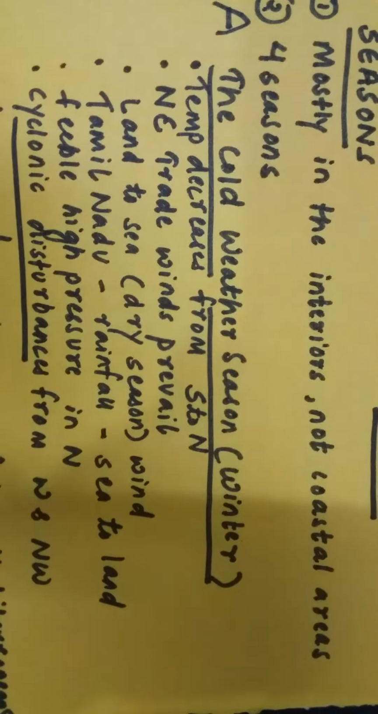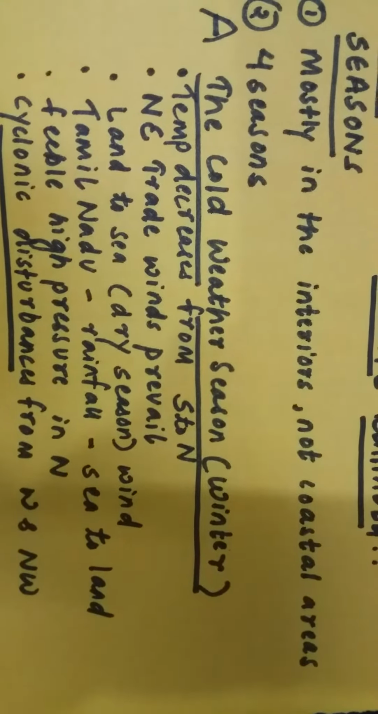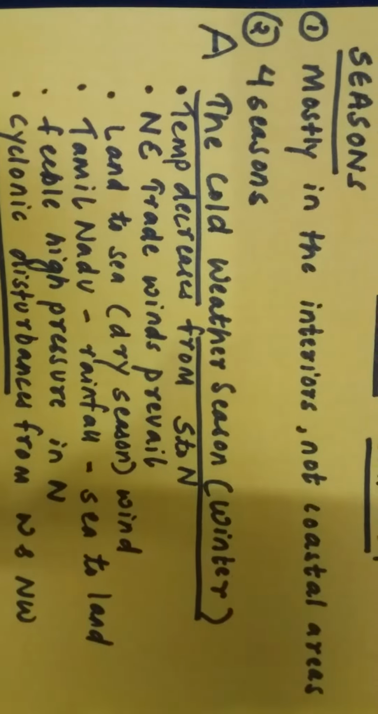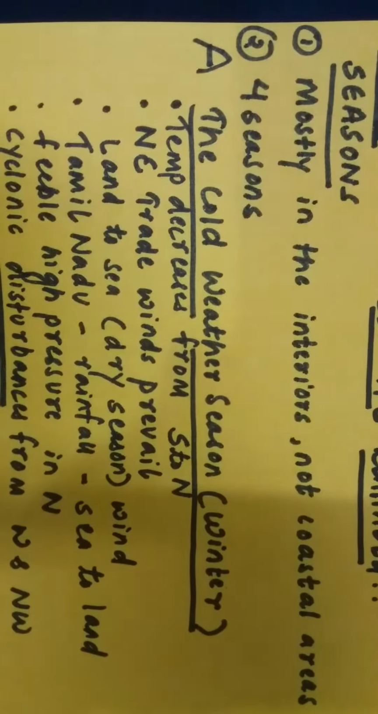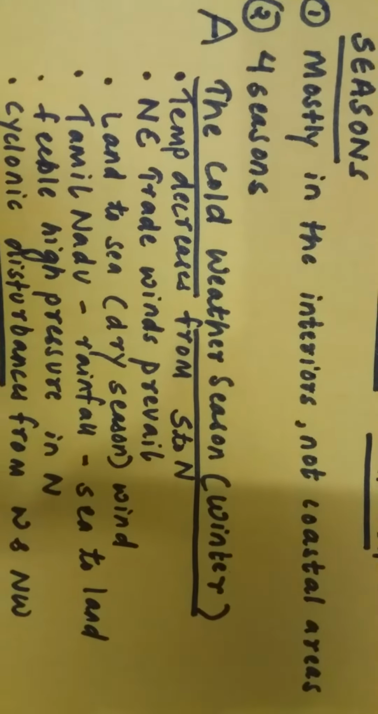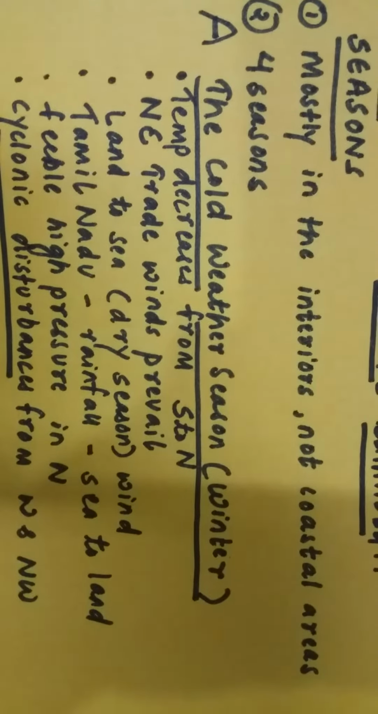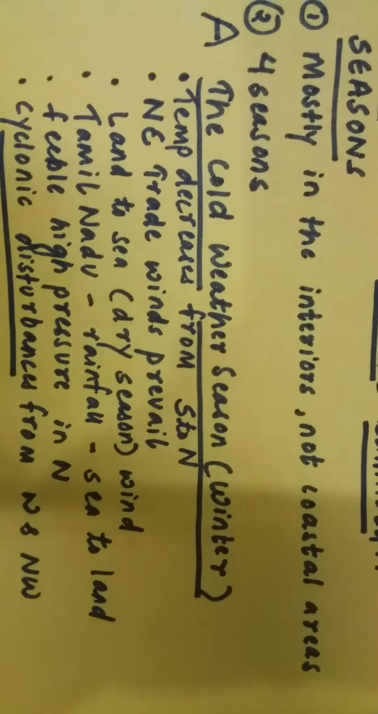Just to make it clear, I am not going into details about how many centimeters of rainfall we would be getting, or the exact temperature of a place. Those are something which you have to memorize, so I'm trying to avoid that and just focus on the conceptual part. Okay, so the cold weather season or winter, over here the temperature decreases from south to north.